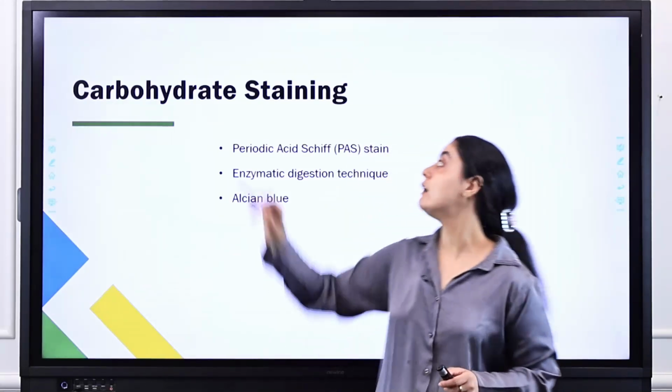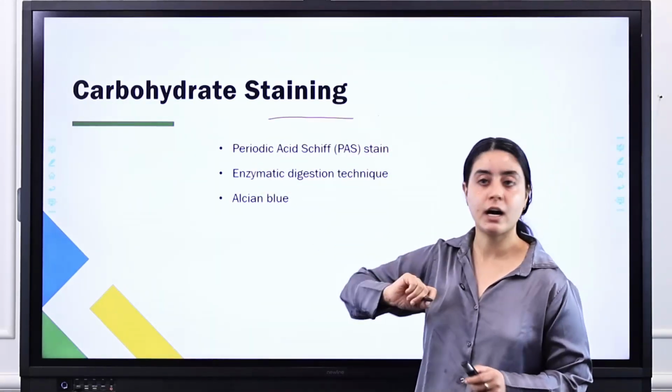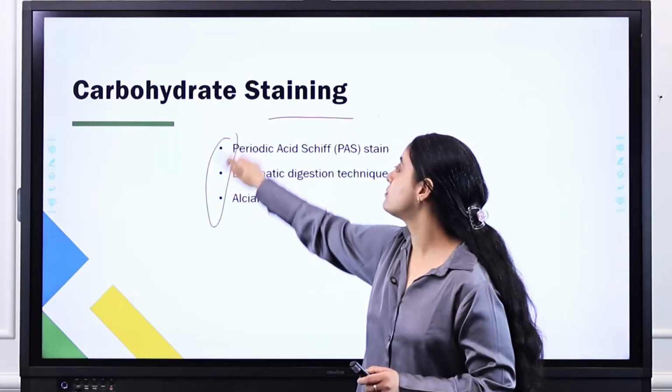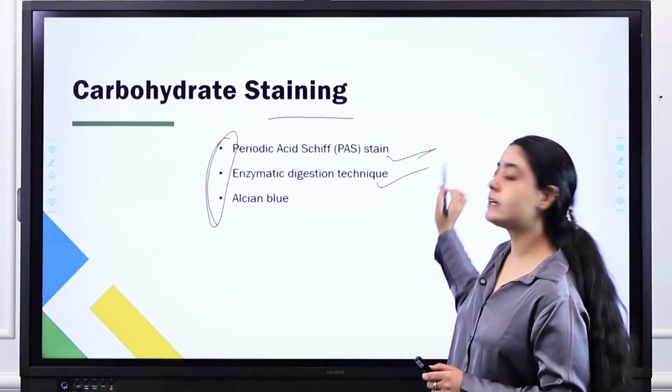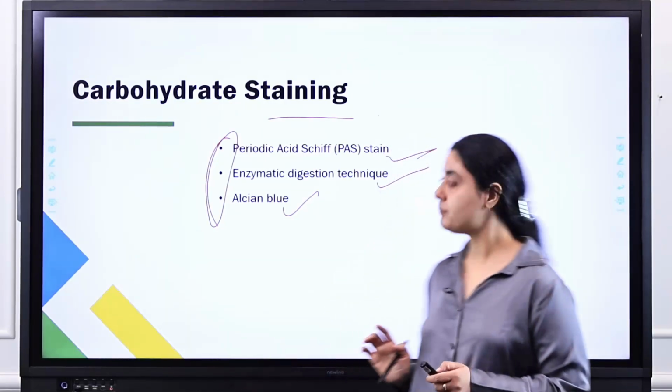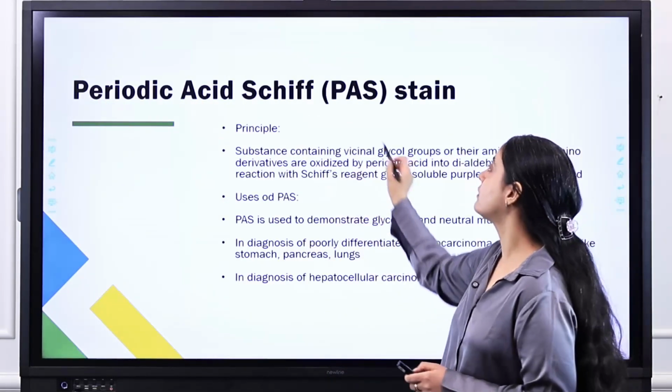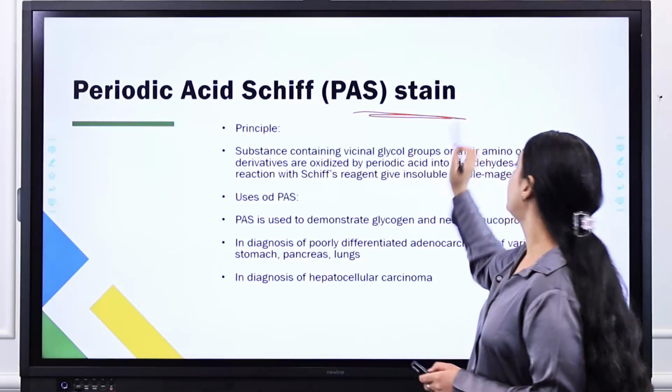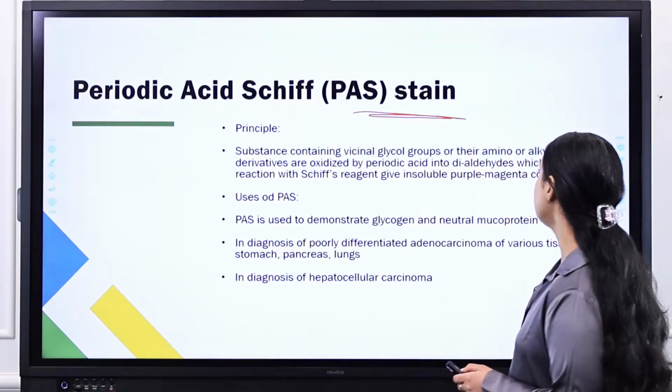So first we have carbohydrate staining. In carbohydrate staining we have three types of stains: PAS stain, enzymatic digestion stain and Alcian blue stain. So let's discuss one by one. First we'll start with the PAS stain. So what is the principle of the PAS stain?